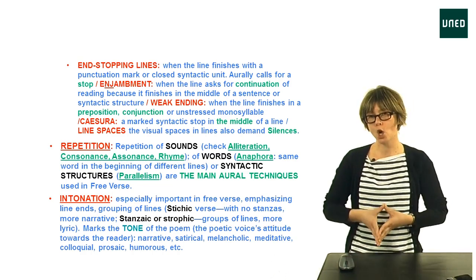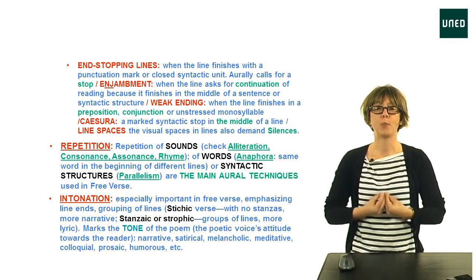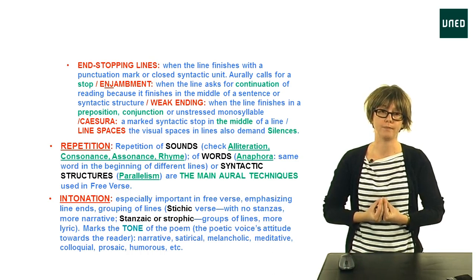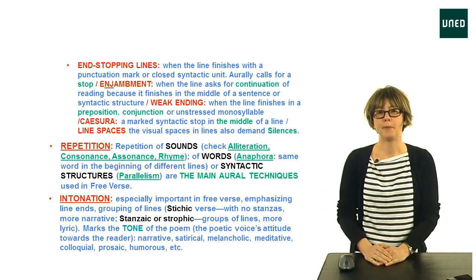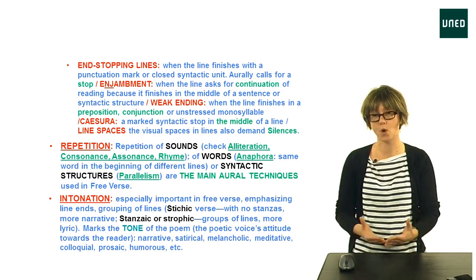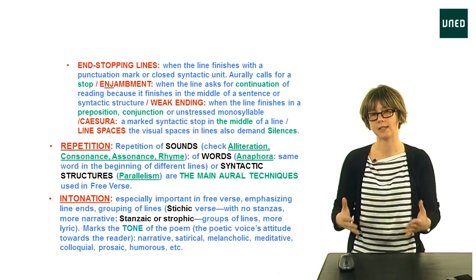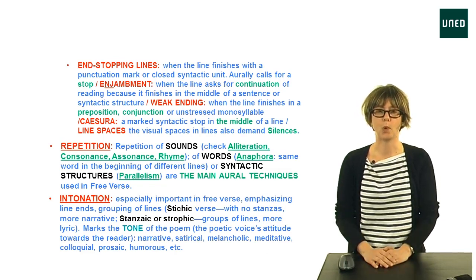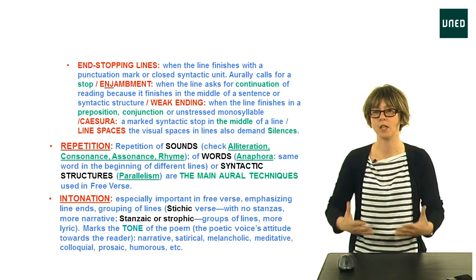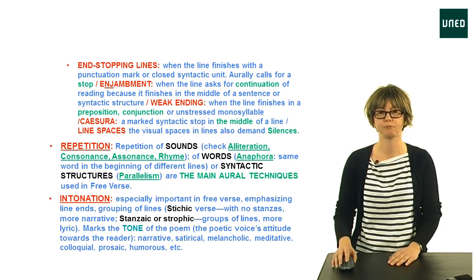Intonation also marks the tone of the poem, and tone is itself an oral term. The poetic voice in the poem has a specific attitude towards the reader. We have to find this through the analysis of all the elements, oral and visual, in the poem, also the lexis and the diction used in the poem. Now, the tone of a poem can be narrative, satirical, melancholic, meditative, colloquial, prosaic, humorous, etc.